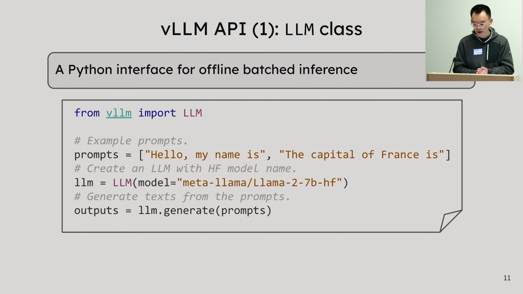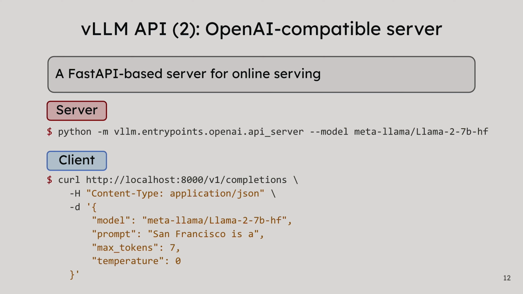vLLM has very nice user APIs. At first, it has the LLM class, which is a Python interface for offline batch inference. We can simply create an LLM object and call generate to efficiently run inference on a batch of requests. You can also start vLLM as a full-function OpenAI API compatible LLM server with a single command, and an OpenAI client can query the server by simply replacing the URL.